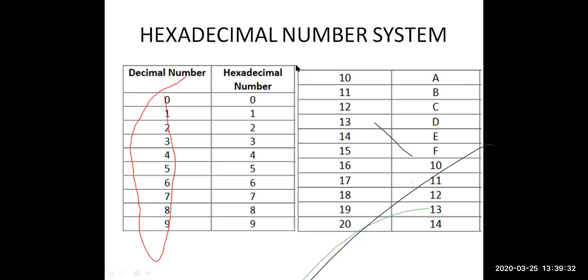Can I request all of you to please not annotate on the slides. Actually, it is making it difficult for me. So please do not annotate on the slides. Somebody has annotated this.